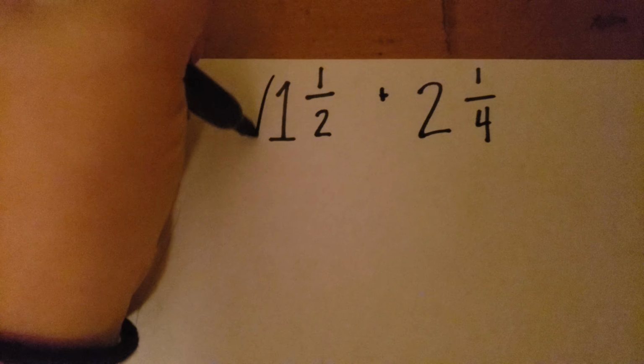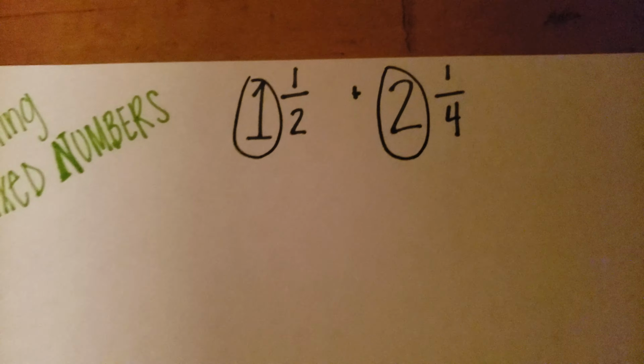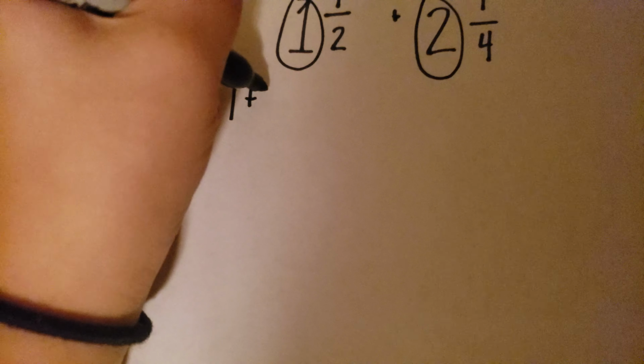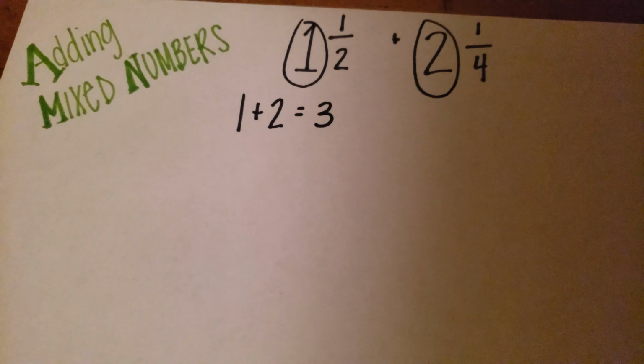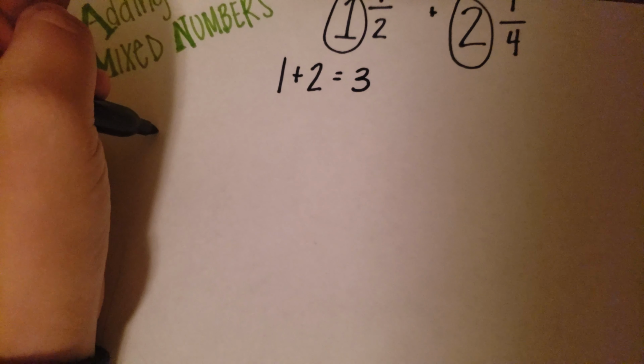I'm going to take my whole numbers, 1 and 2, and I'm going to add those together. 1 plus 2 equals 3. So I know now that my answer is going to have a whole number of 3. I'm going to write that over here.